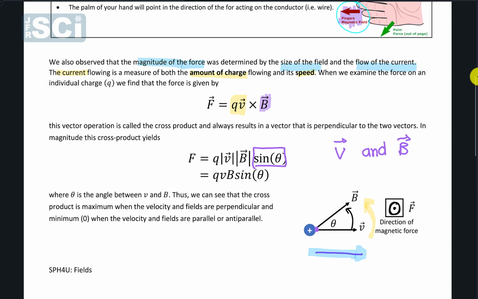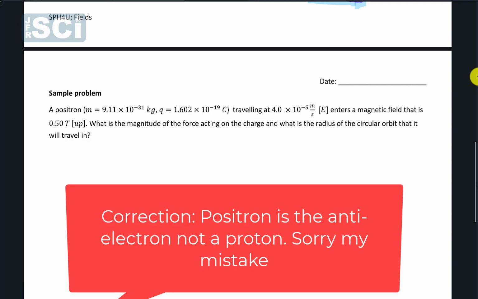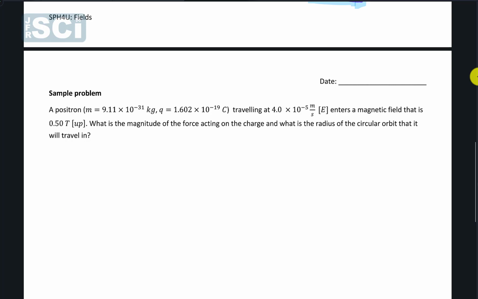The magnitude, how large the force is, can be calculated simply using QVB sine of the angle between these 2 vectors. Okay, so let's try an example problem with this. We have a positron, which is like a proton, and we're sending it into an area of a magnetic field. The magnetic field is 0.5 Tesla upwards. Let's do it so that we can see this coming towards us. So we're going to look down on this picture. That means that upwards is going to be straight out of the page.